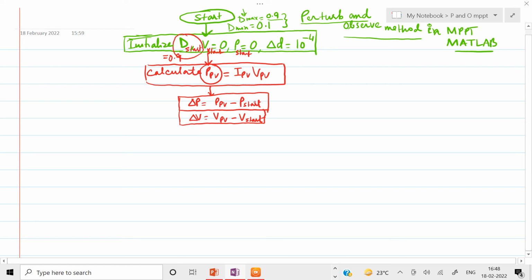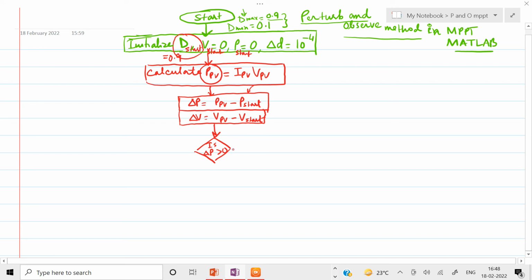Or we can call it previous value, because we would be updating this. So start, don't get confused that start means this is only the initial value, but rather we would actually be changing this P start in the algorithm, in the flowchart. Okay, anyway, so next step is to check whether delta P is greater than 0 or not. So is delta P greater than 0?